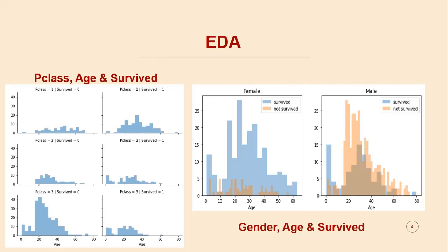The other graph we have is between gender, age and survived. We can see that the number of people who survived between male and female is higher for females as compared to the males. So further we can conclude that a huge number of the male population died in this tragedy.